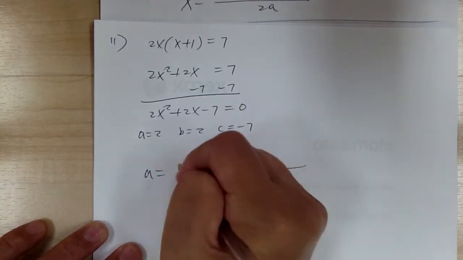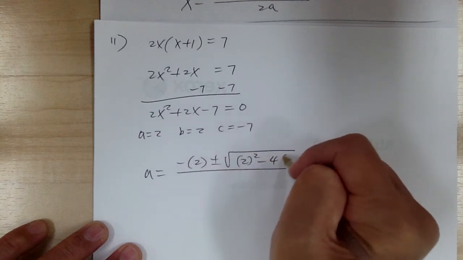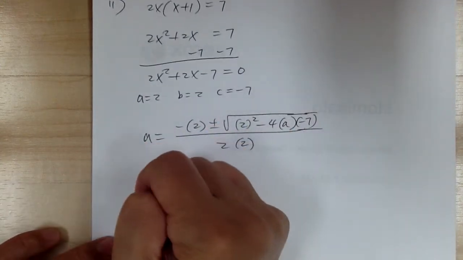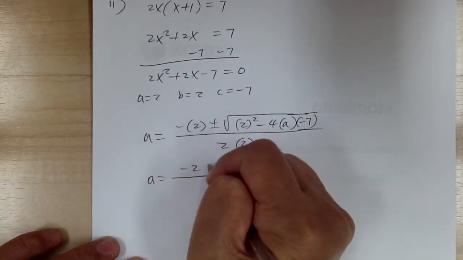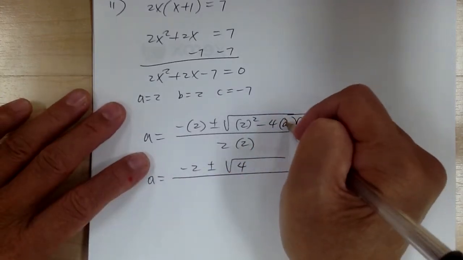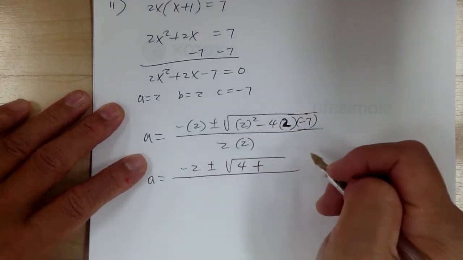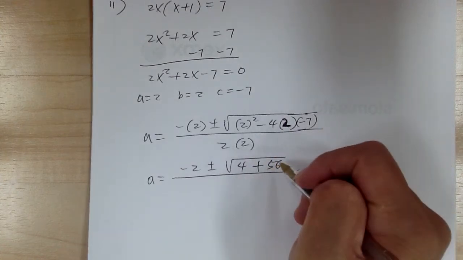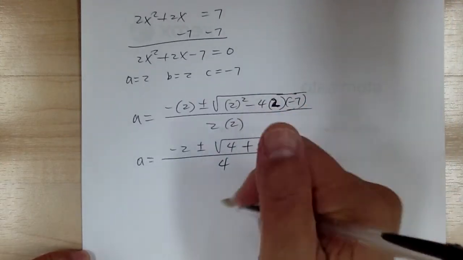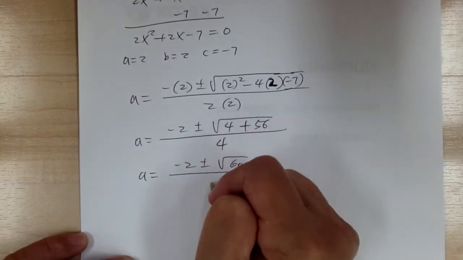So x equal to negative b plus or minus square root of b squared minus 4ac over 2a. So x equal to negative 2 plus or minus square root of 4. A is 2. Forgot to substitute the 2. Okay. And negative becomes plus 56 over 4. So sometimes it's actually faster if you write all the steps because it helps you to think faster. So you got negative 2 plus or minus square root of 60 over 4.